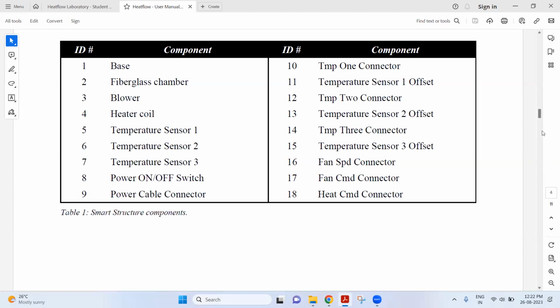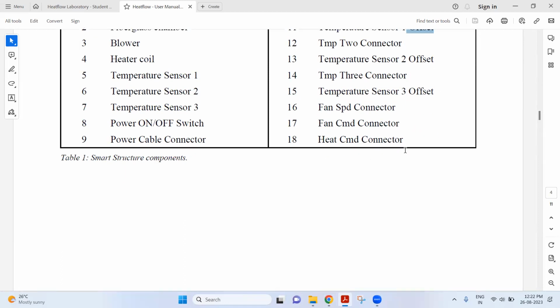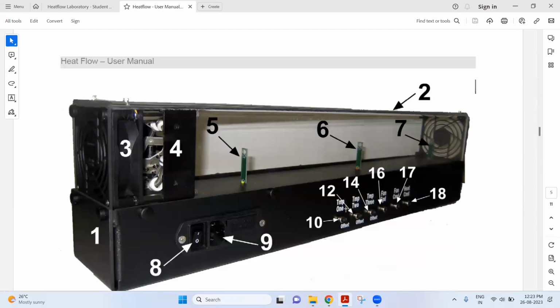It will let us adjust the room sensor. One is the sensor, one is the offset. Here we can adjust the sensor temperatures. So it's just an adjustment. This one just measures, and the offset is to adjust the sensor to increase or decrease the temperature.